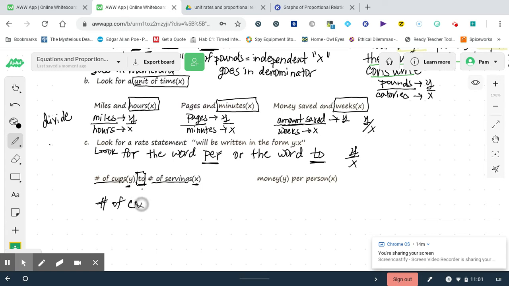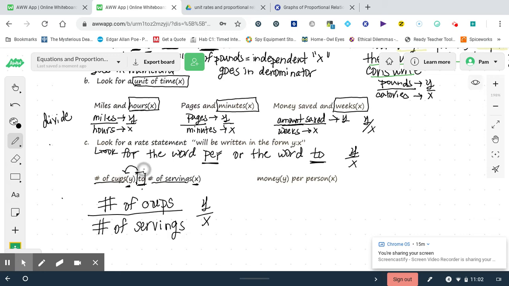All right, so you would take the number of cups and divide it by the number of servings. Because remember, it's y divided by x. And before the word to is your y. After the word to is your number of servings, which is your x.